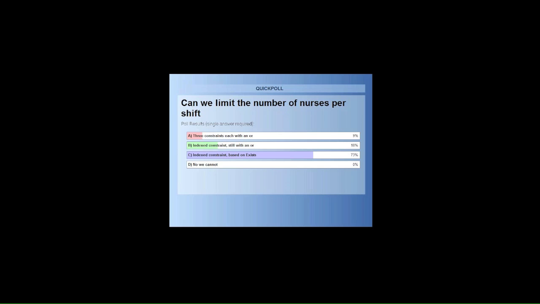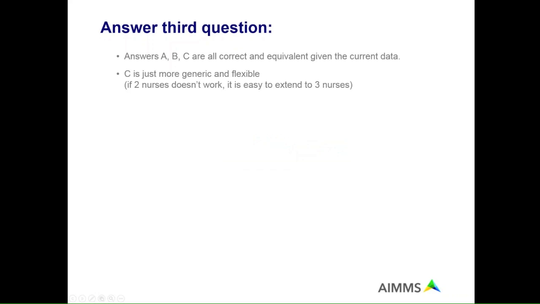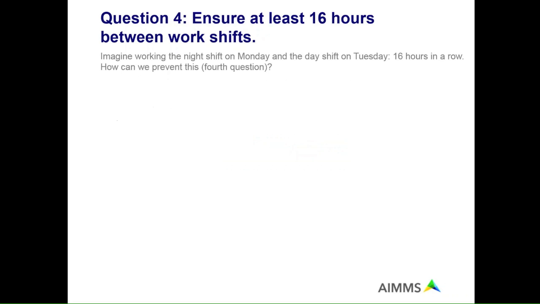Okay, how many people did vote for answer D? None. Ah, good, because that's the only wrong answer. Answers A, B, and C are all equivalent and correct, just a difference in verbosity. C would be my personal choice, as it is the most easy one to extend to 3 nurses in case the 2 didn't work. Well, as far as constraint programming goes, I hope you didn't choose answer D.